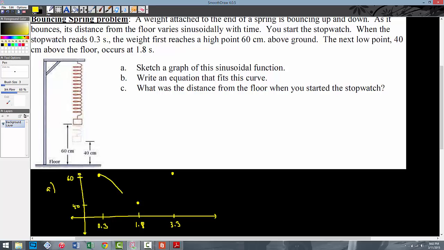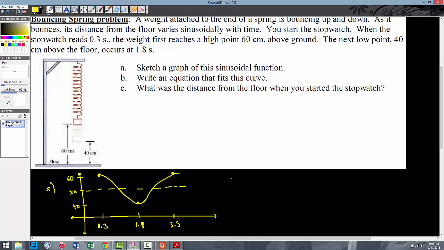If we were to graph this thing, it would most definitely model a cosine graph, where my vertical shift is going to be 50. The way I got that is I averaged 60 plus 40, and then I divided it by 2. 100 divided by 2 is 50, so that is what is giving me this vertical shift right here. Cool, I think that is the graph of this sinusoidal function.